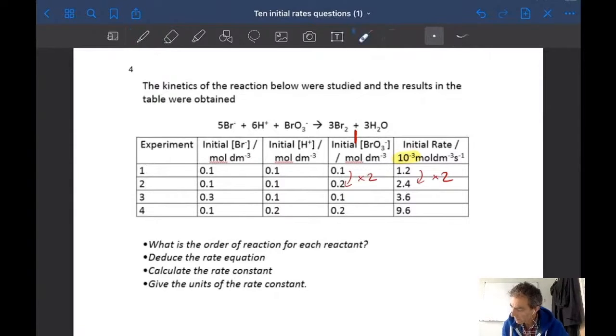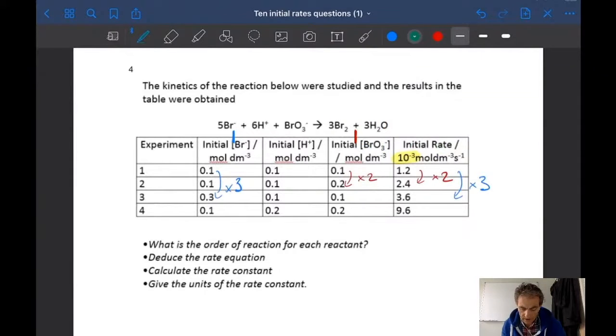So why have I chosen those? BrO3 minus is constant, H plus is constant, and Br minus is trebled. So we'll use blue. So that's a threefold increase. What's happened to the rate? It's gone from 1.2 times 10 to the minus 3 up to 3.6 times 10 to the minus 3. That's also a threefold increase. So Br minus is also first order.